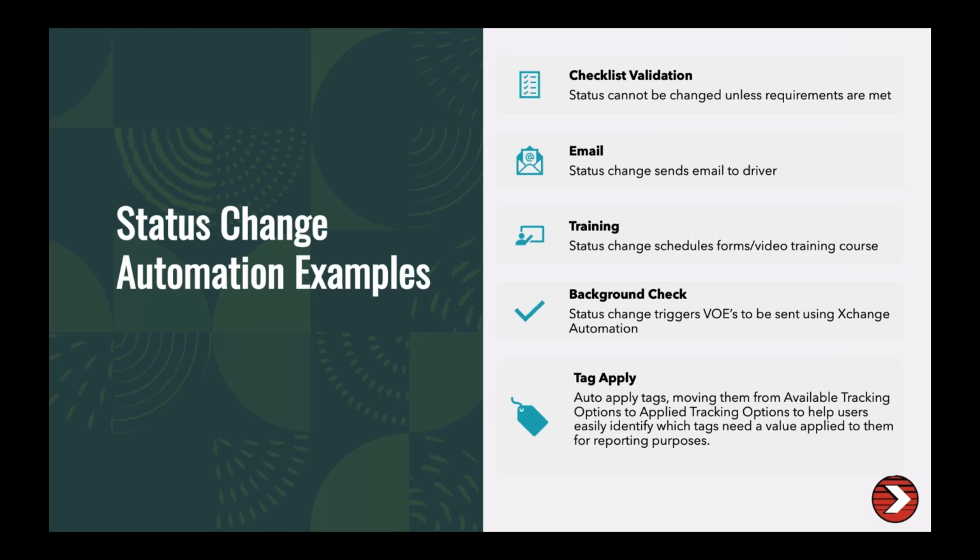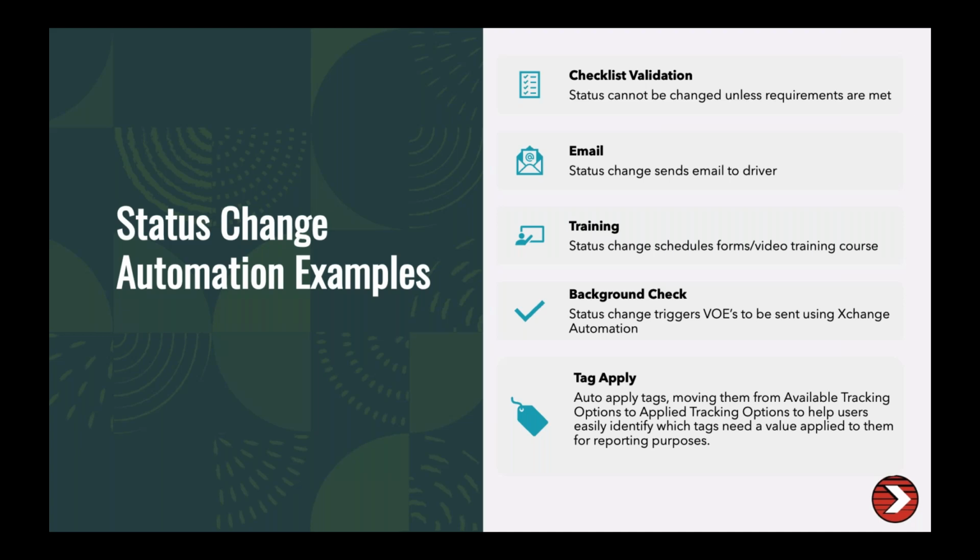So for checklist validation, if you wanted to have a process where a driver's status couldn't be changed to hired unless this list of things were present in the system, you can restrict the status of hired, so nobody has access to manually change the status to hired, but instead you could have a process that changes the status to hired, but only if those checklist items are green.